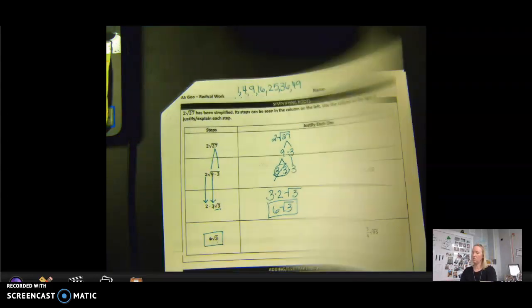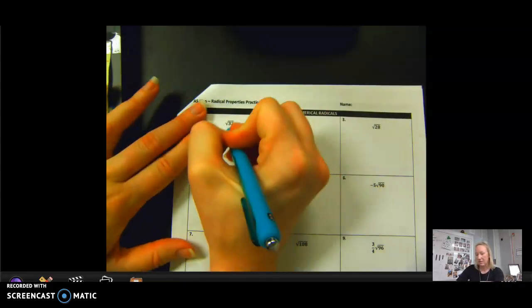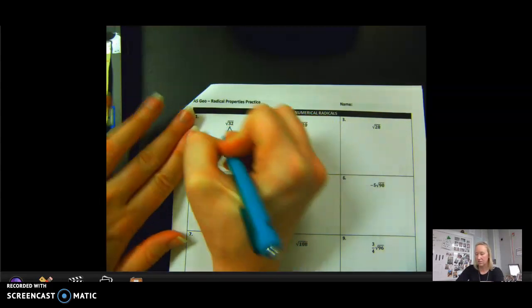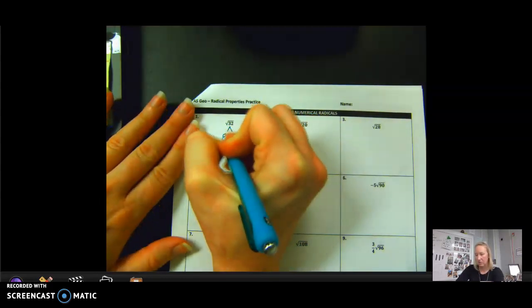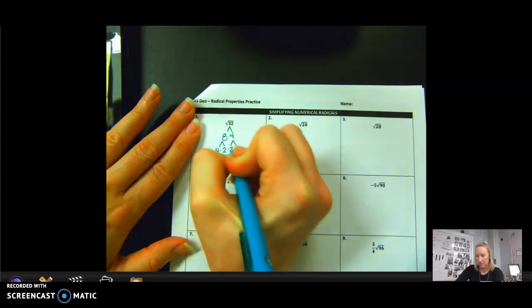All right, so I want you to flip to this page. This is page 3. Some of these are numbered and some of them are not. Okay, so break down 32. 32 breaks down into 8 times 4. 8 breaks down into 4 times 2. 4 breaks down into 2 times 2.